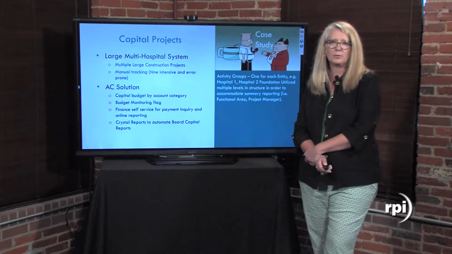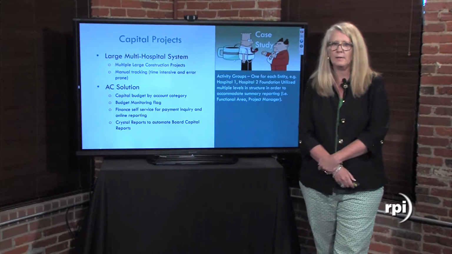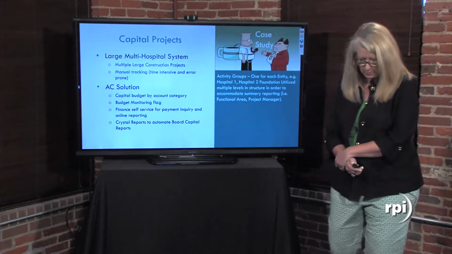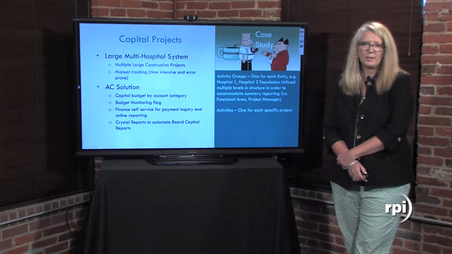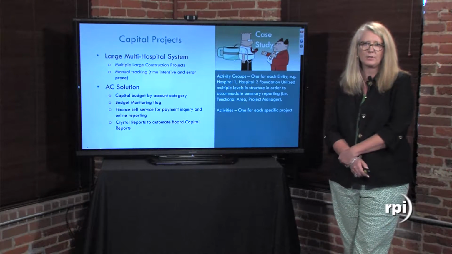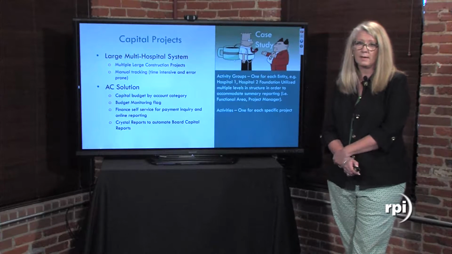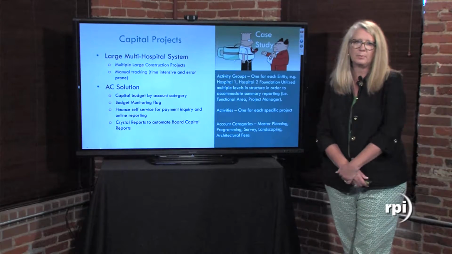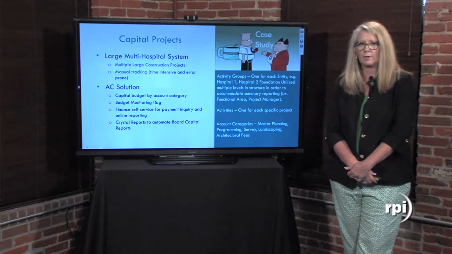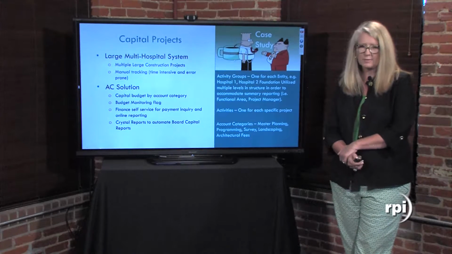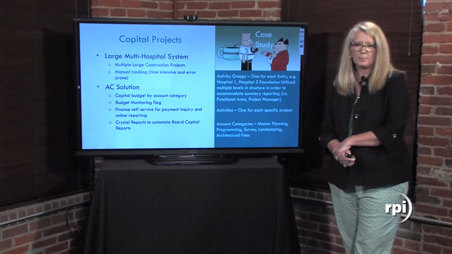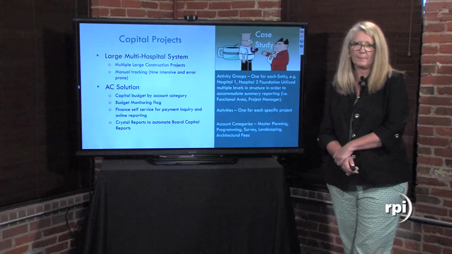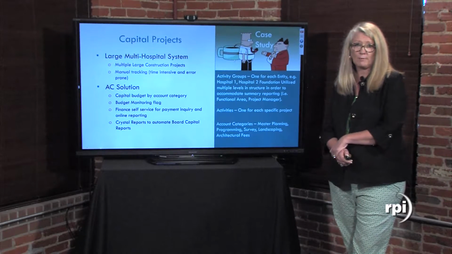In this case, for their activity group, they had one for each entity. They had multiple hospitals and a foundation. They were trying to accommodate some summary reporting, so they included functional area and project manager. They had a specific activity for each specific project, and their account category structure looked something like they had master planning, programming, survey, landscaping, architectural fees, those kinds of things that they wanted to capture for their project managers to be able to manage their budgets better. And they automated all of their reporting.